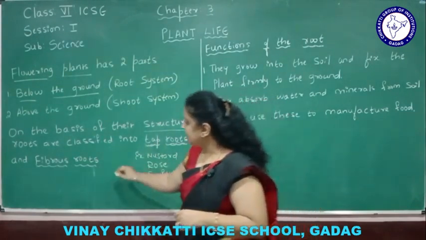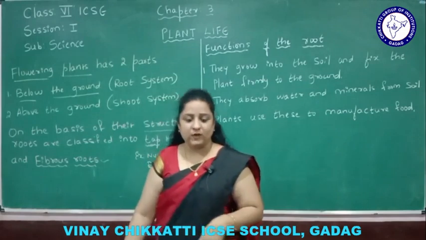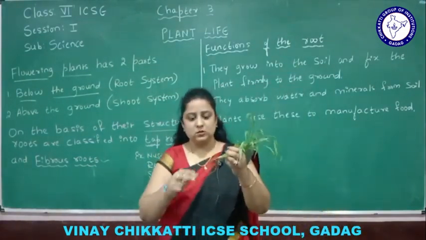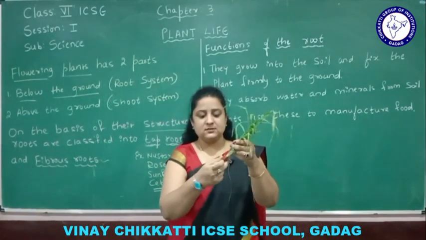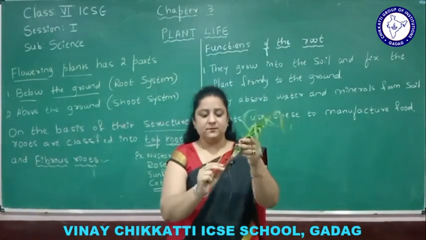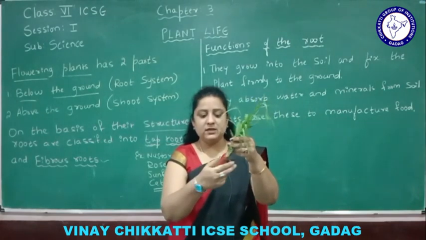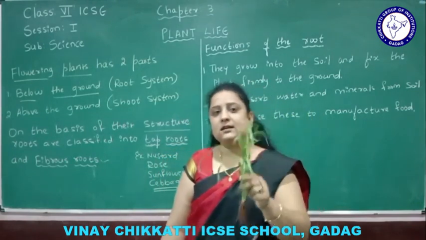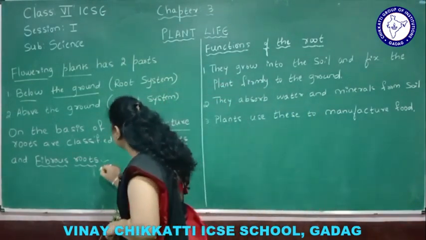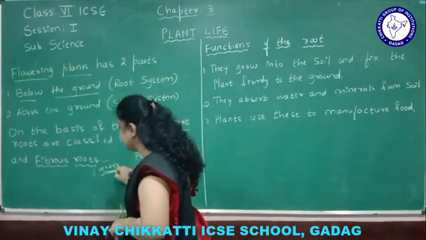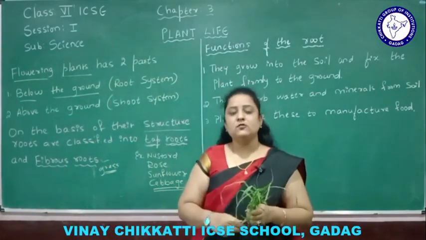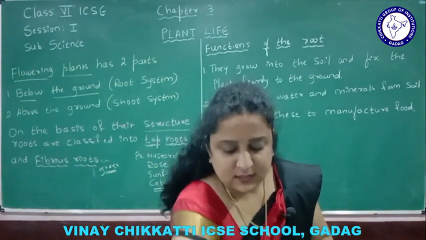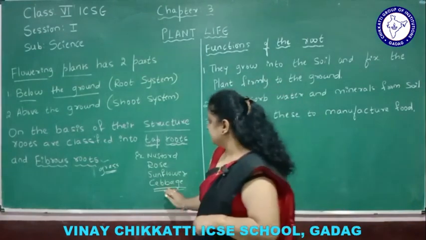Number two, fibrous roots. As the name indicates, fibrous. As in grass, you can see here, there is no main root here. There are branches coming out of the base of the stem, giving out so many branches. So this is the fibrous root system. Example, grass, rice, wheat. There are so many examples of fibrous root system. The roots are like fibers here, as you can see. Tap root and fibrous root system.